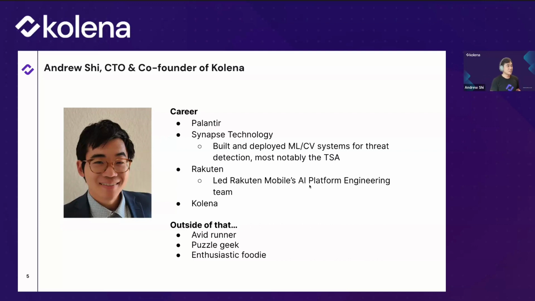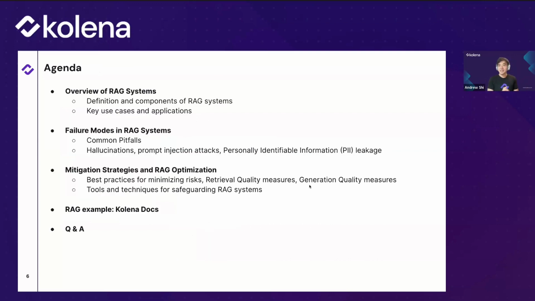Cool. Let's jump into things. So the agenda that I have prepared for y'all today, as Skip mentioned, we're going to go through an overview of RAG systems, just to make sure that we have the same common ground: what is a RAG system? How does it work? What are the components? Because that also informs the failure modes in RAG systems, how they could fail, how you actually evaluate if your RAG system is performing well, as well as mitigation strategies and optimization. So once you understand these failure modes, how do you best handle them?